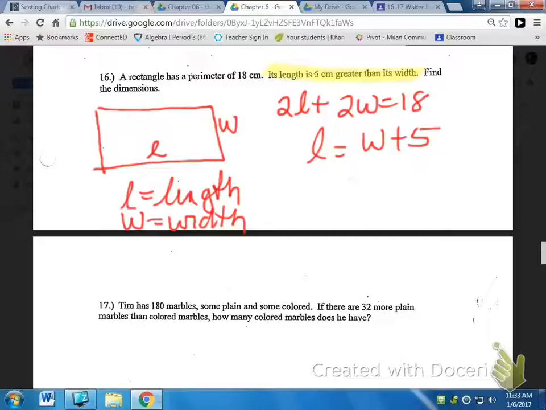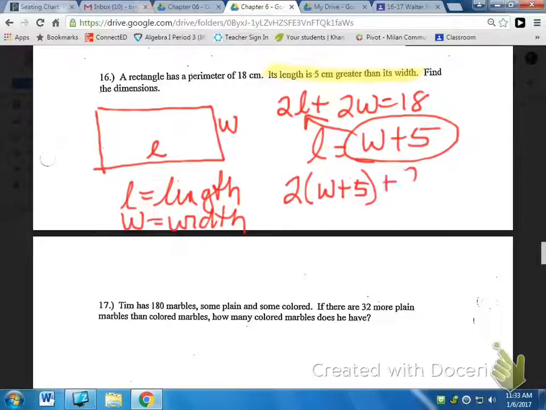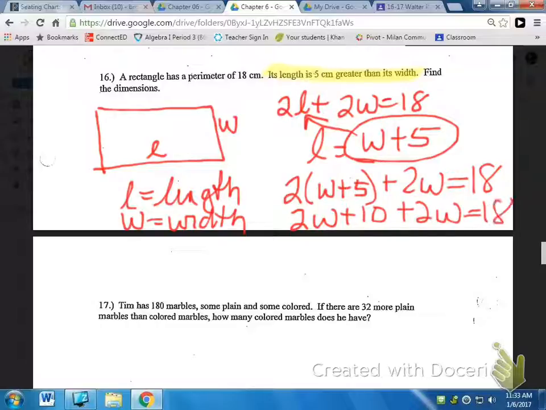So I've got my 2 equations, and now I'm going to do a substitution. I'm going to substitute W plus 5 in place of L. So 2 times the quantity W plus 5, plus 2W equals 18. And then I just have to solve this multi-step equation. So distributive property: 2W plus 10 plus 2W equals 18.